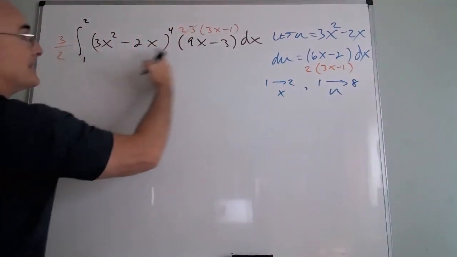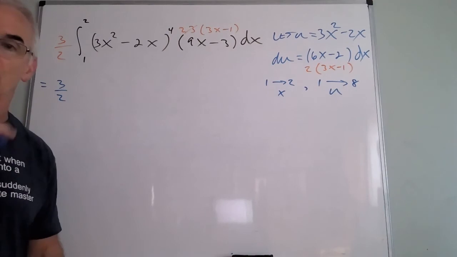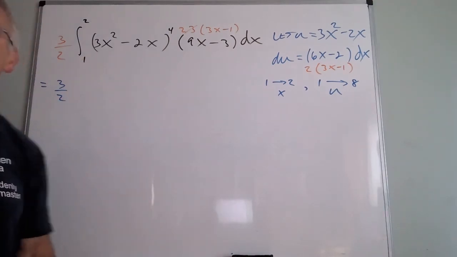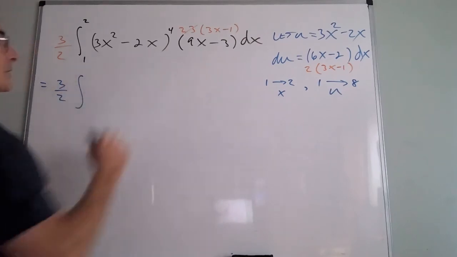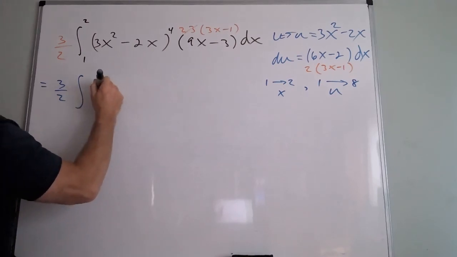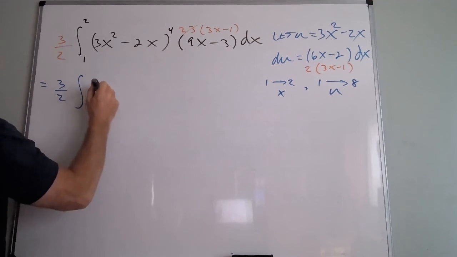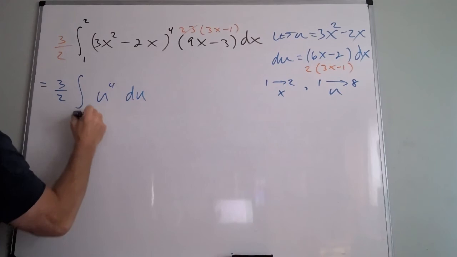Now I can substitute directly. And for absolutely all substitutions, whether definite or indefinite, you do all of it at one time. You don't do it in stages. So what is my new integrand? u to the fourth, du, from 1 to 8.